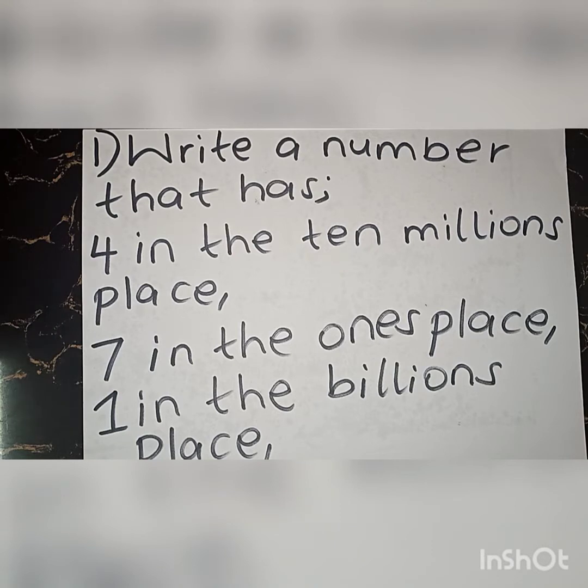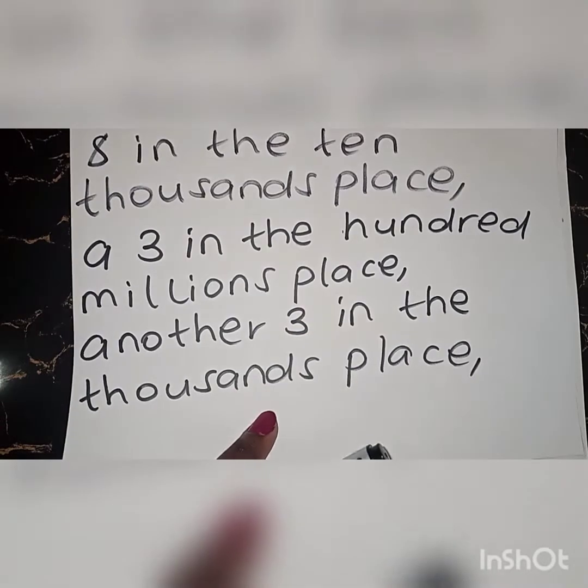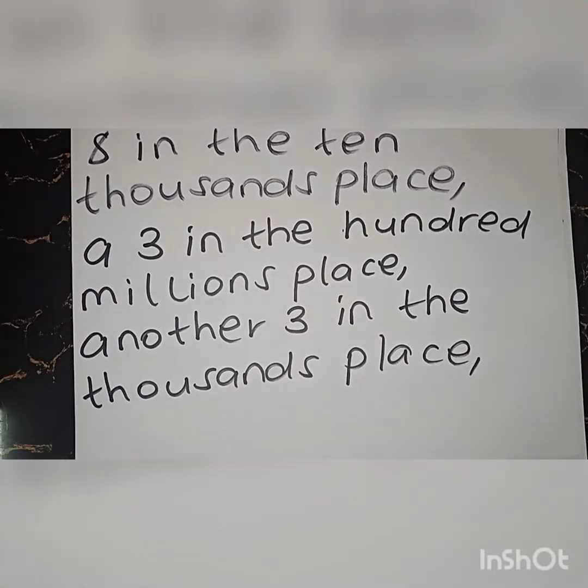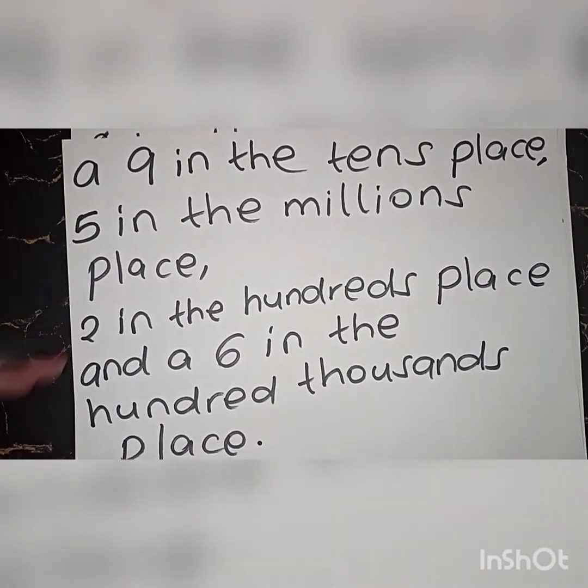What was the first question? Write a number that has 4 in the 10 millions place, 7 in the ones place, 1 in the billions place, 8 in the 10 thousands place, a 3 in the 100 millions place, another 3 in the thousands place, a 9 in the tens place, 5 in the millions place, 2 in the hundreds place, and a 6 in the 100,000 place. Okay? So that was the first question that I left you with.